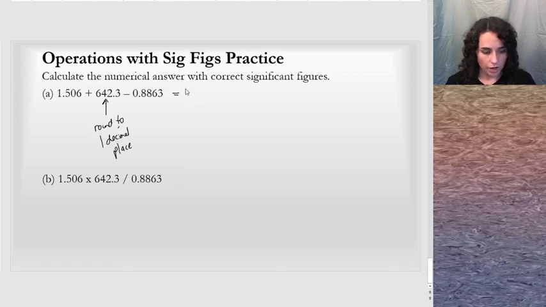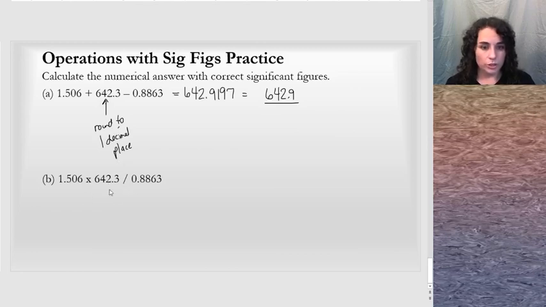And you can run this through your calculator. I get 642.9197. Okay, so 4 decimal places. But we're noticing that the least precise number has 1 decimal place, so I'm going to round it to 1 decimal place. So this will be 642.9. 1 is not larger than 5, and so I don't have to round up here. I can just keep it like that. Okay, so there's addition and subtraction with sig figs.